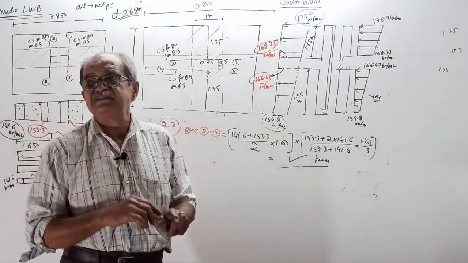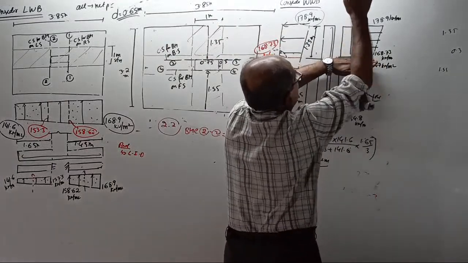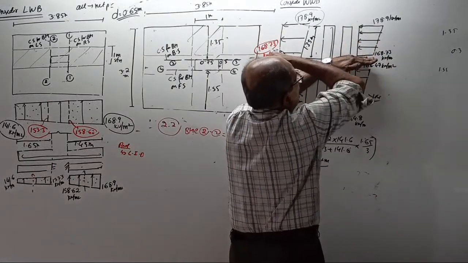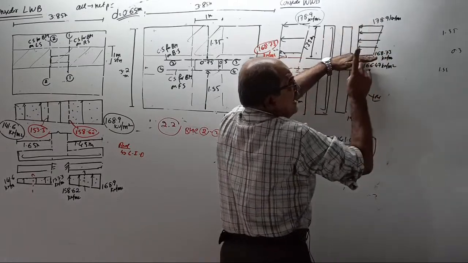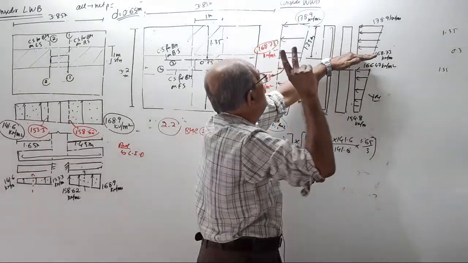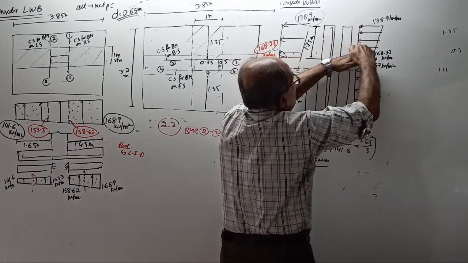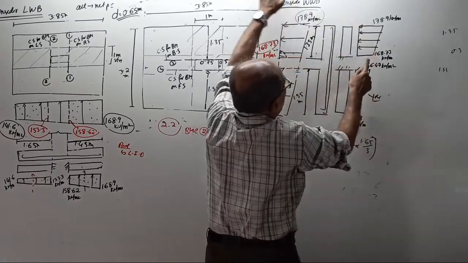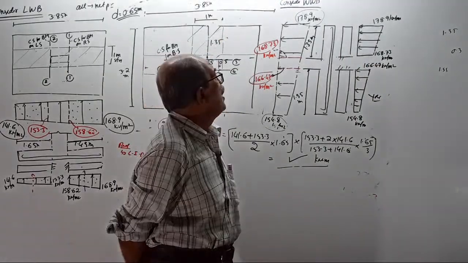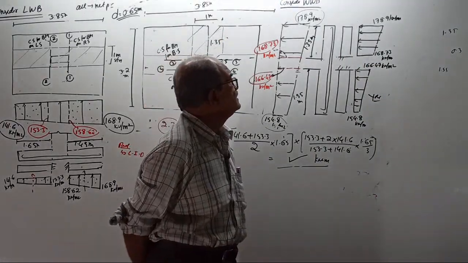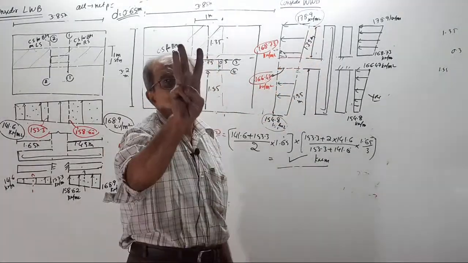I will dictate. See here. Bending moment here. Look this side. Total load this way. 168.73 plus 178.9 divided by 2 into 1.35 will give total load into this distance. Then 168.73 plus twice of 178.9 divided by 168.73 plus 178.9, into 1.35, divided by 3.